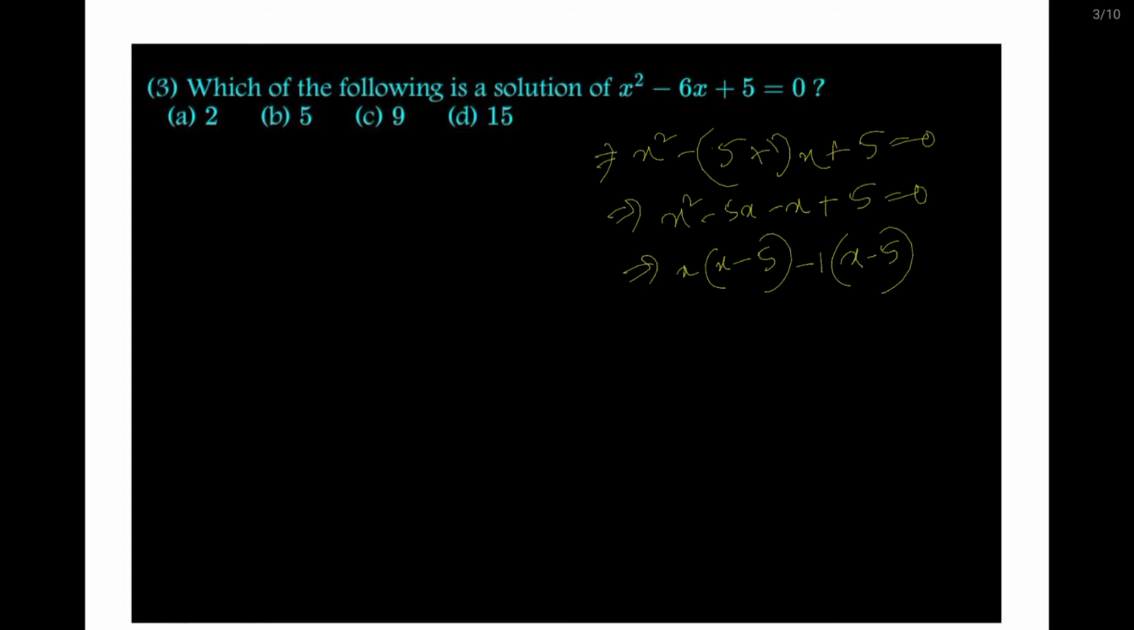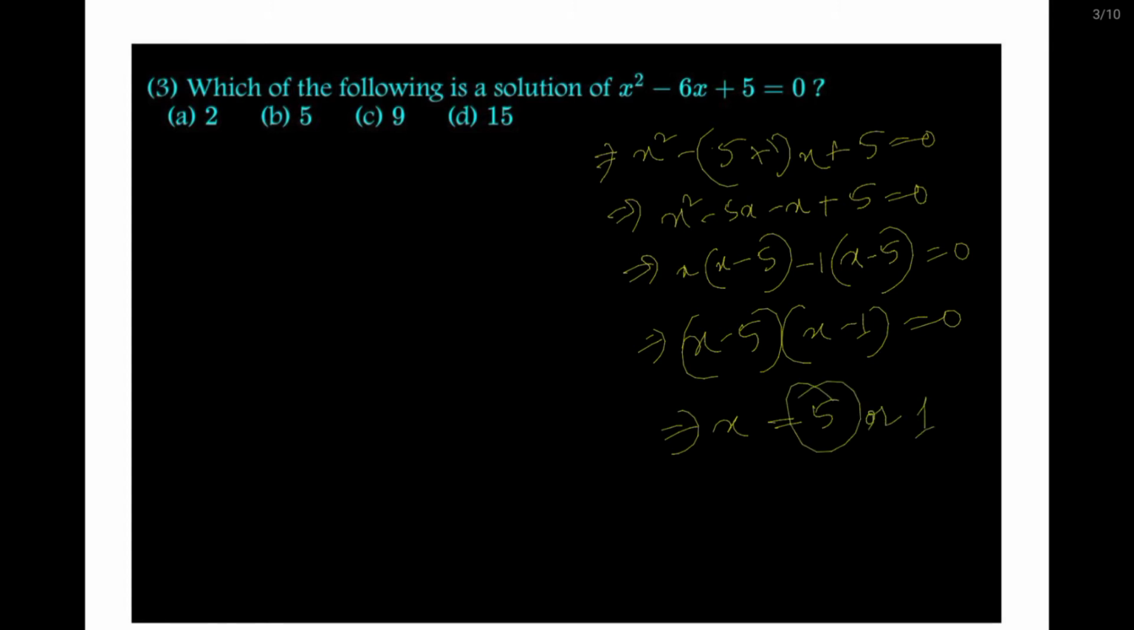So that's it. And here we can see that x minus 5 into x minus 1 equal to 0, and so we can say that roots are 5 or 1. 5 is one of the roots, and 1 is another root. So we have an option like 5 is one of the roots, so this will be the answer. So that's all for this question.